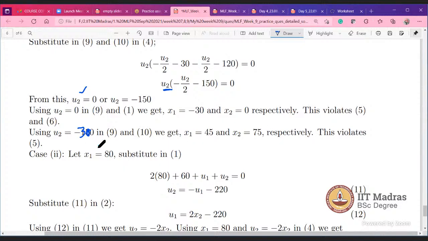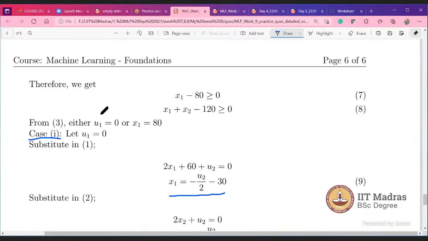And then you can also check it. One of the answers is this. You can get the answer, but if it is not positive, we cannot choose it. So like this, if you proceed further, the first condition will fail. That is, u1 equal to 0 will not give you any answer. So we are moving on to the second condition, that is x1 equal to 80.